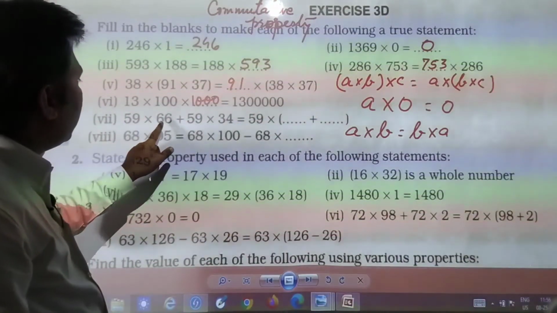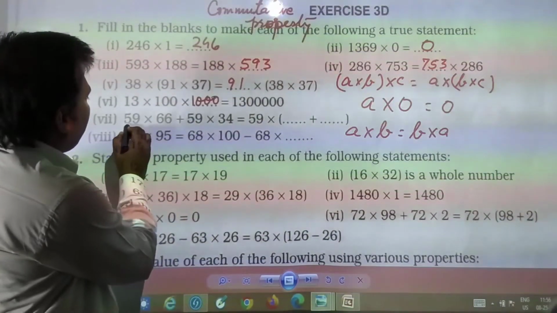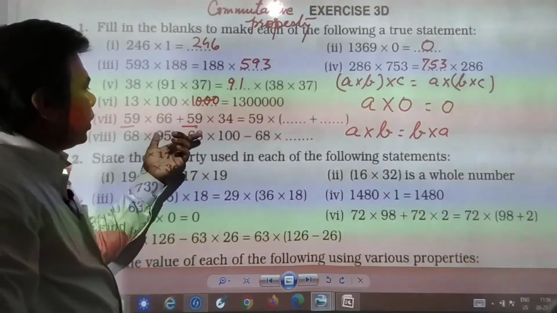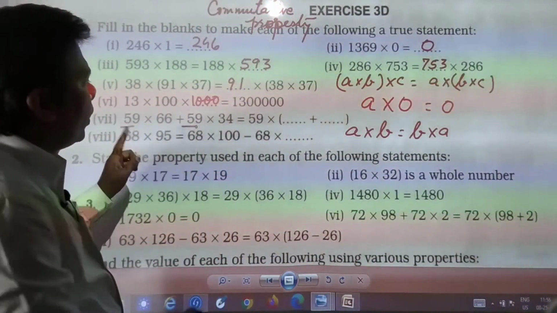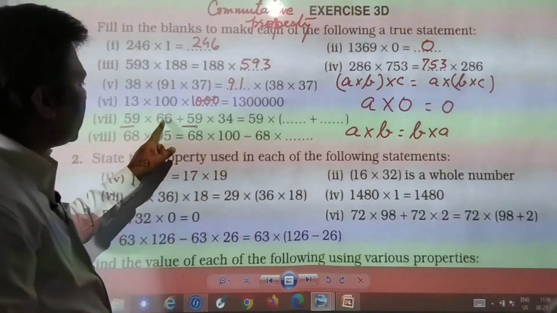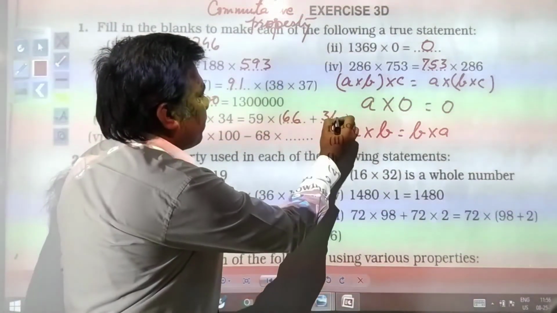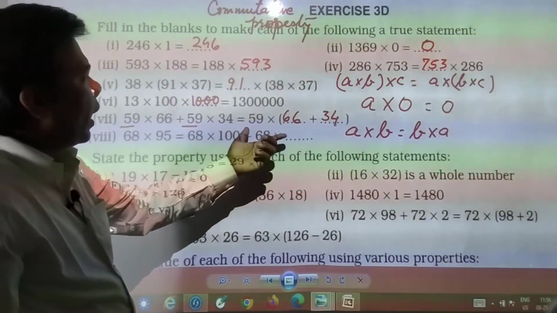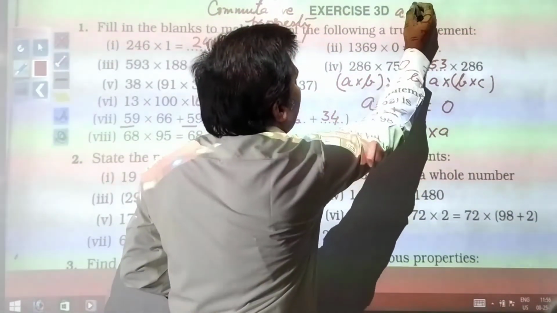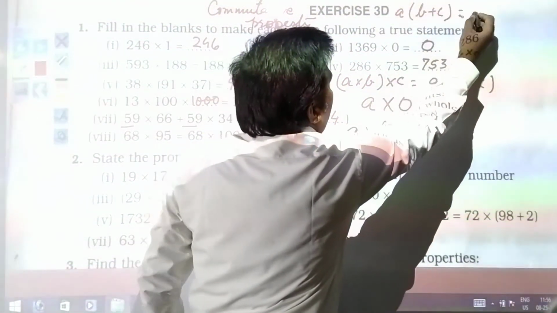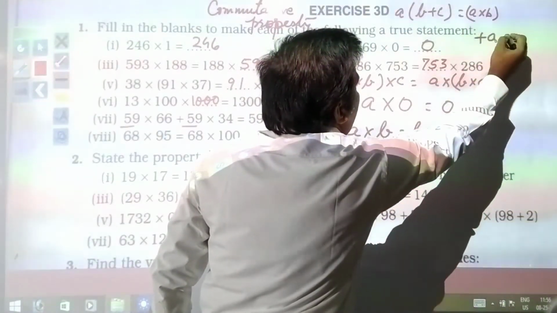Next you have 59 into 66 plus 59 into 34. Here you have common 59. So this is the distributive law over addition of whole numbers. You take 59 common, and you are left with 66 plus 34. The distributive law over addition of whole numbers is: a into (b plus c) will be equal to a into b plus a into c.